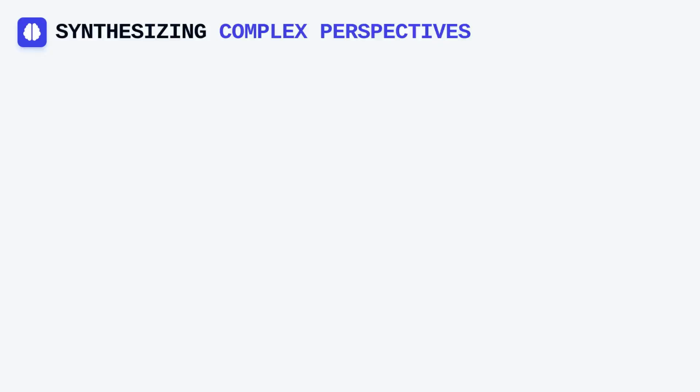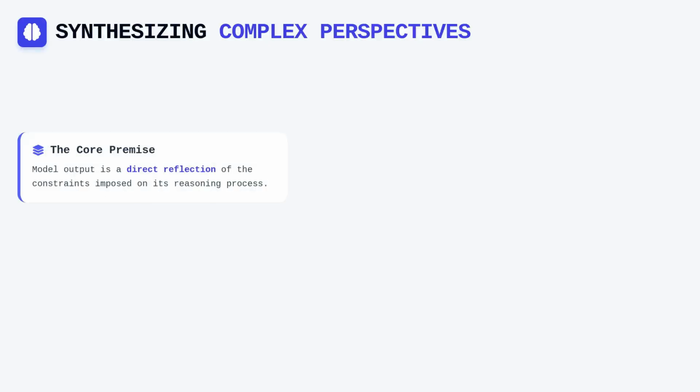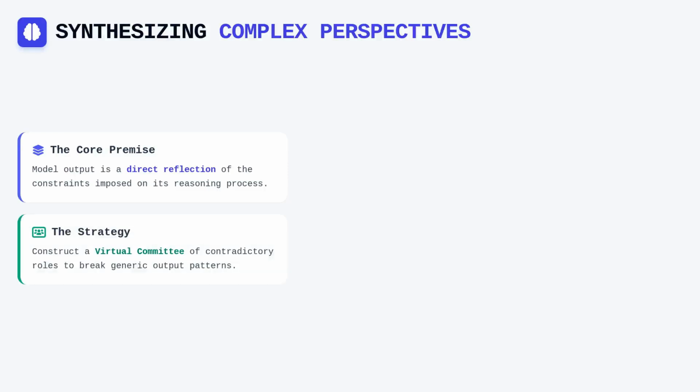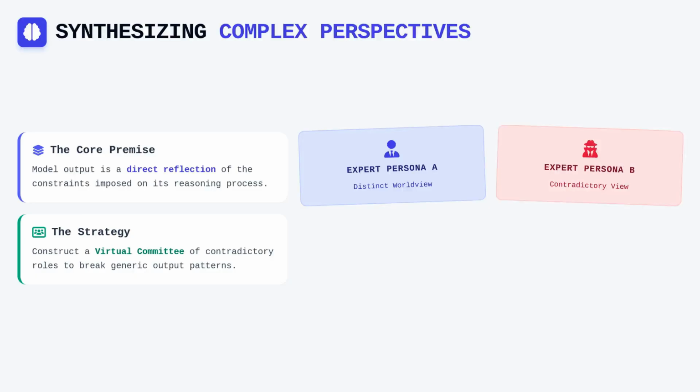To effectively synthesize complex perspectives, you must first understand that a model's output is a reflection of the constraints you impose upon its reasoning process. Instead of asking for a single answer to a multifaceted problem, you should construct prompts that force the machine to inhabit multiple, often contradictory, roles simultaneously. Think of this as creating a virtual committee or a debate chamber where the quality of the resolution improves through the friction of competing ideas.